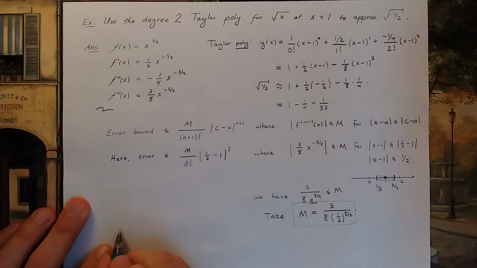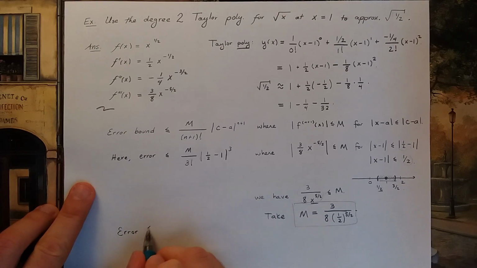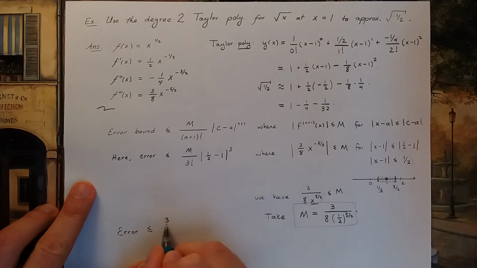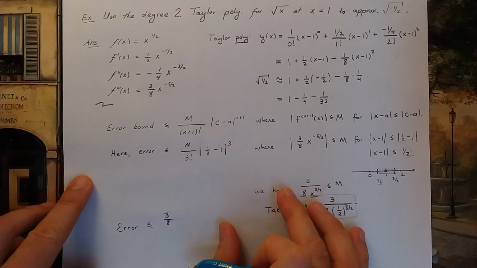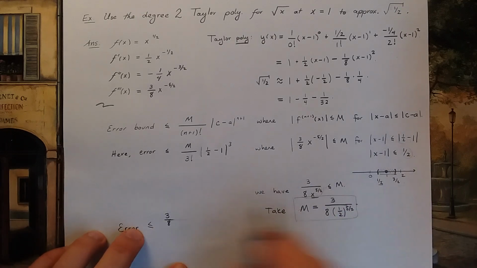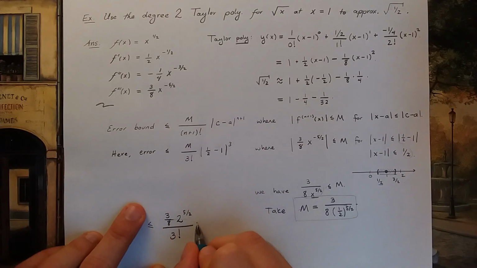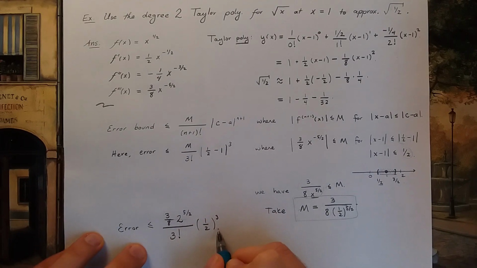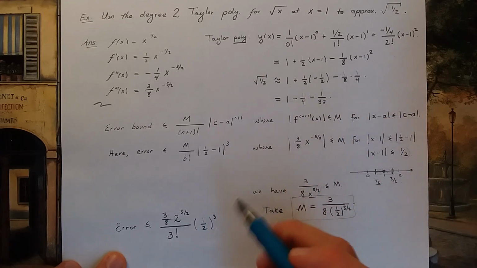So my error is less than or equal to this value of M, which I'm going to say is 3/8, and then I'm going to put this 1/2 on the top, 2 to the 5/2 power, divided by 3 factorial times 1/2 to the 3rd power. So this gives me how bad my approximation here could possibly be. All right, great.